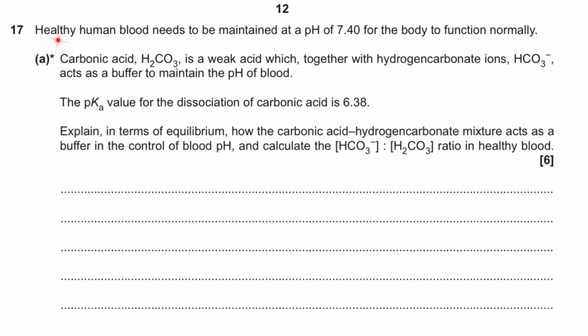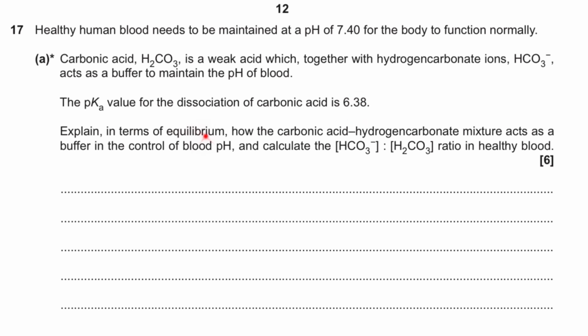Question 17. Healthy human blood needs to be maintained at a pH of 7.4 for the body to function normally. A star. Carbonic acid, H2CO3, is a weak acid which, together with hydrogen carbonate ion, HCO3-, acts as a buffer solution to maintain the pH of blood. The pKa value for the dissociation of carbonic acid is 6.38.